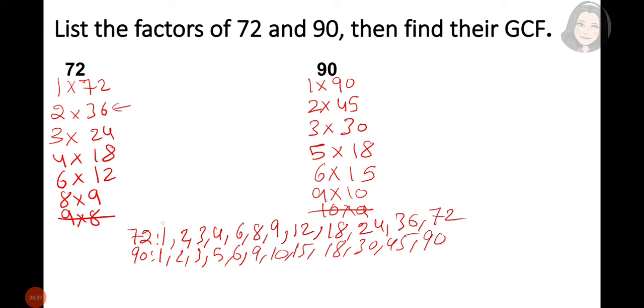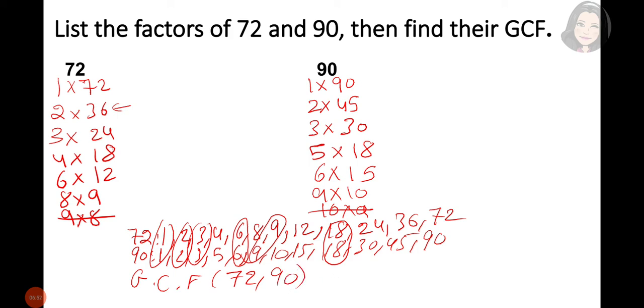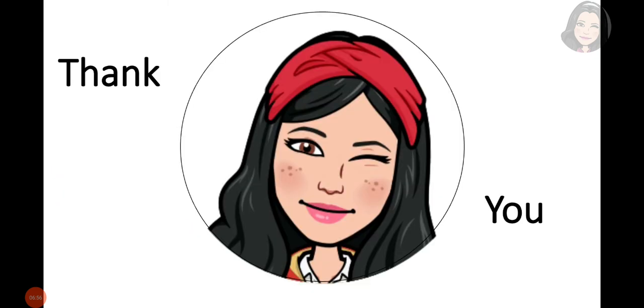Let's circle the common factors. 1 is common, 2 is common, 3 is common, 6 is common, 9 is common, and finally 18 is common. Then the greatest common factor for the numbers 72 and 90 is the greatest among the common factors, which is the number 18. That's the lesson.